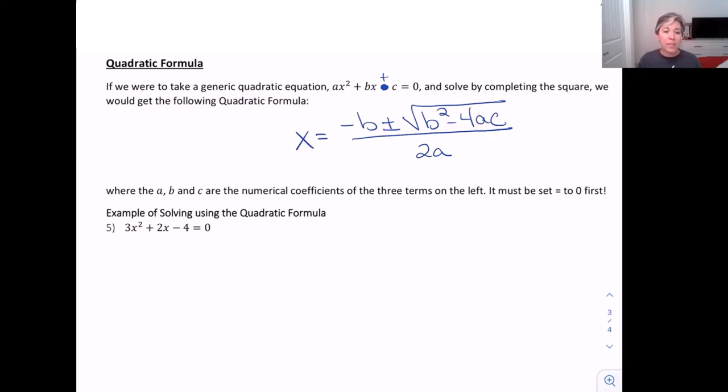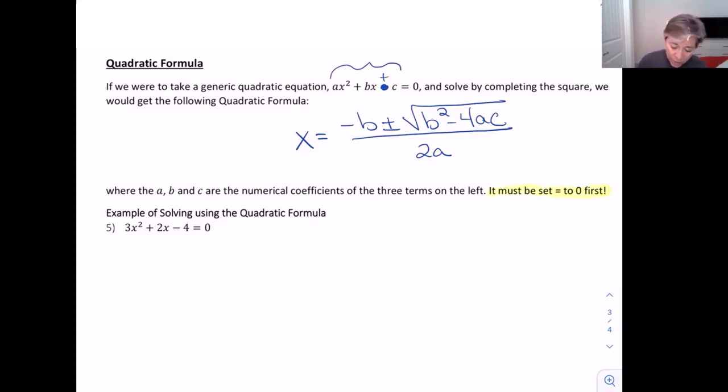So the a, the b, and the c are the numerical coefficients of the three terms on the left. So be sure that these three terms on the left are in descending powers. Your squared term first, then your x term, then your constant. Also, be sure it's set equal to 0.